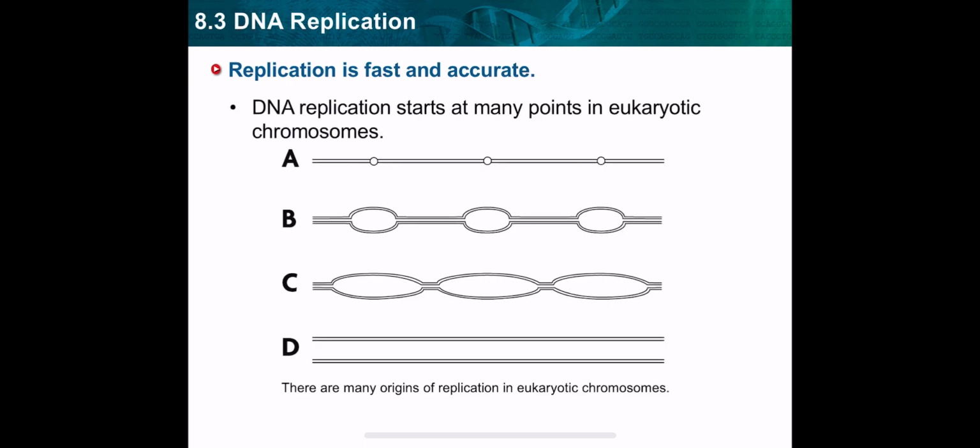After that, the process of replication actually is so fast and accurate. Why is it fast? It's fast because it starts at many points in eukaryotic chromosomes. There are many points, or many origins of replication. That's why this process is fast.